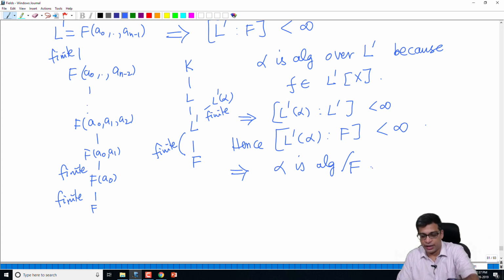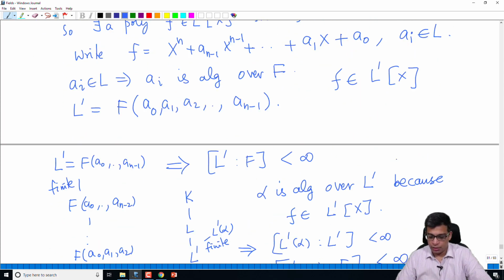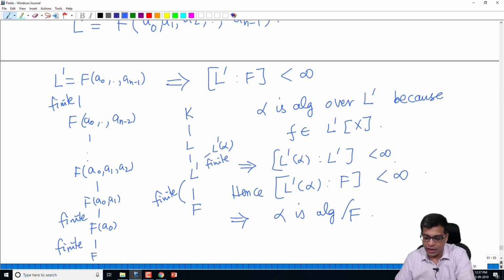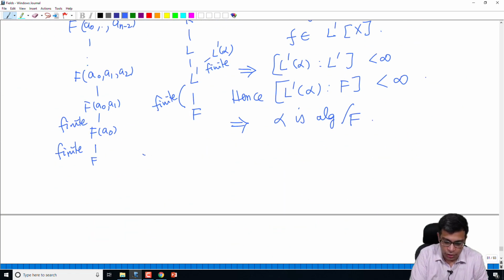Right? Because it is a finite extension, so it is algebraic over F. So what we have shown is that alpha is contained in a finite extension. That means it is algebraic. And remember, alpha was an arbitrary element, and we have shown that it is algebraic over F. So K is algebraic over F. Okay, so that finishes the solution of that problem.